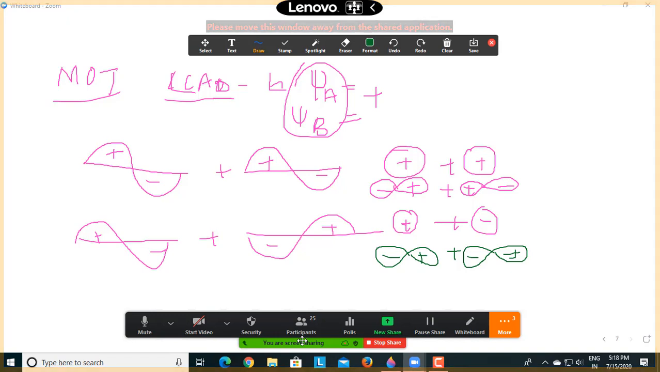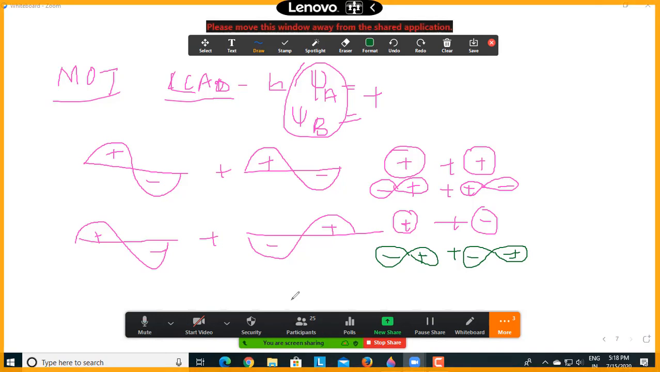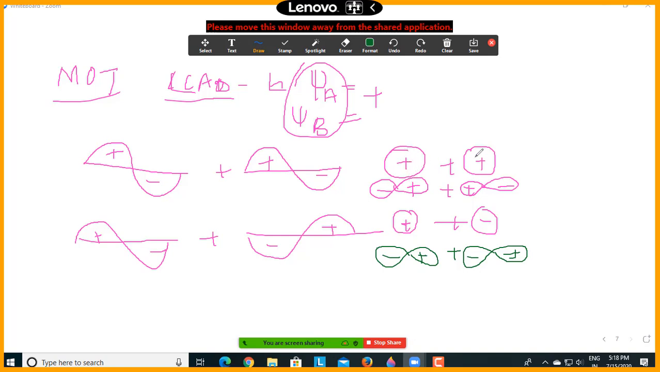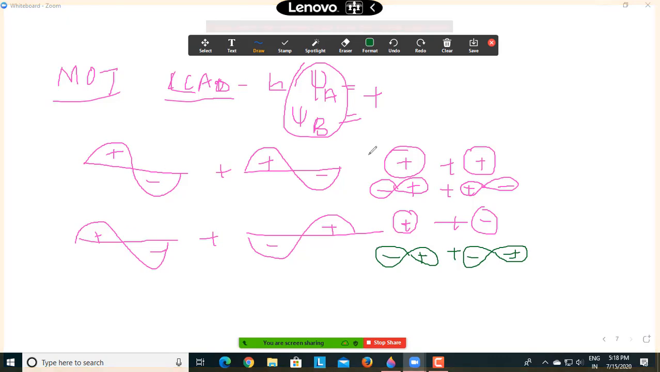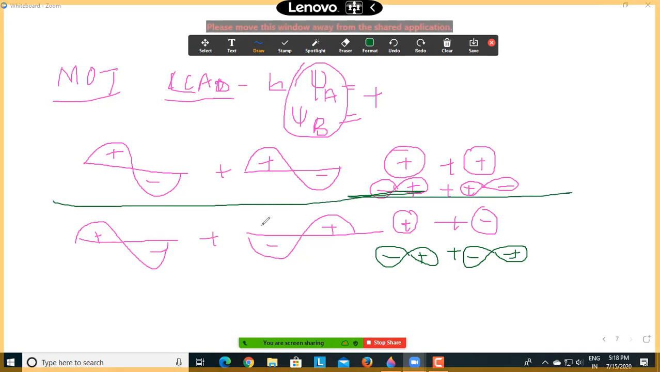Yes, sir. See, the toughest part of this chapter is MOT, molecular orbital theory. So listen carefully. When electron waves are mixing, we studied that the electron wave will be plus approaching plus. This way they can mix, or plus can mix with minus, or in a p subshell plus is mixing with minus, this way. So when these electrons are mixing, they can mix either this way or this way.